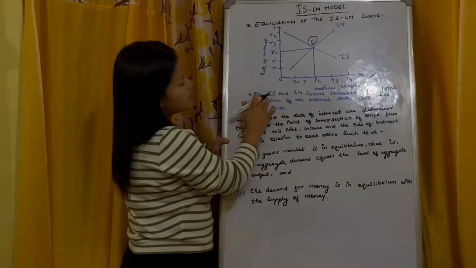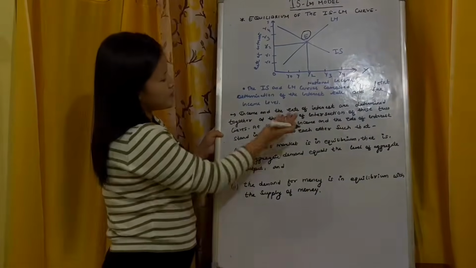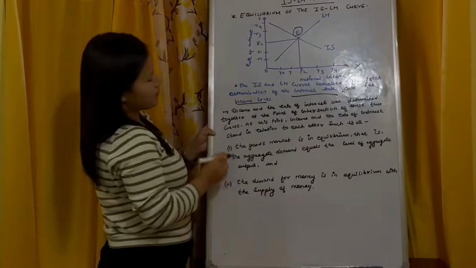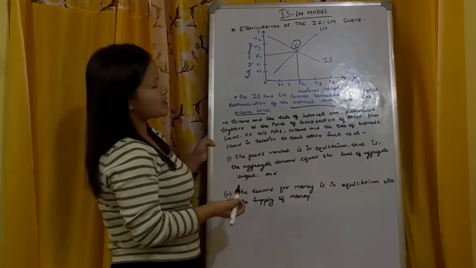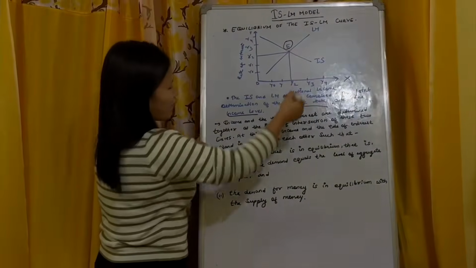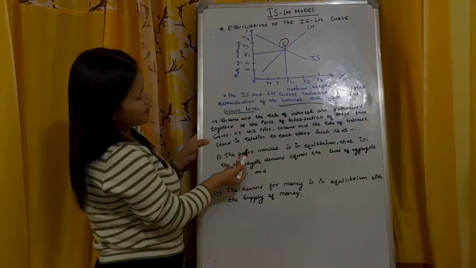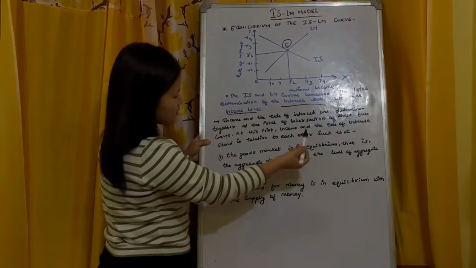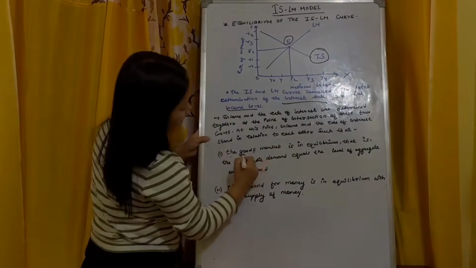The IS and LM curves combined give the joint determination of the interest rate and the income level. Both are important. Income and the rate of interest are determined together at the point of intersection of these two curves, IS and LM. At this point, income and the rate of interest stand in relation to each other such that, here we focus on IS, the goods market.